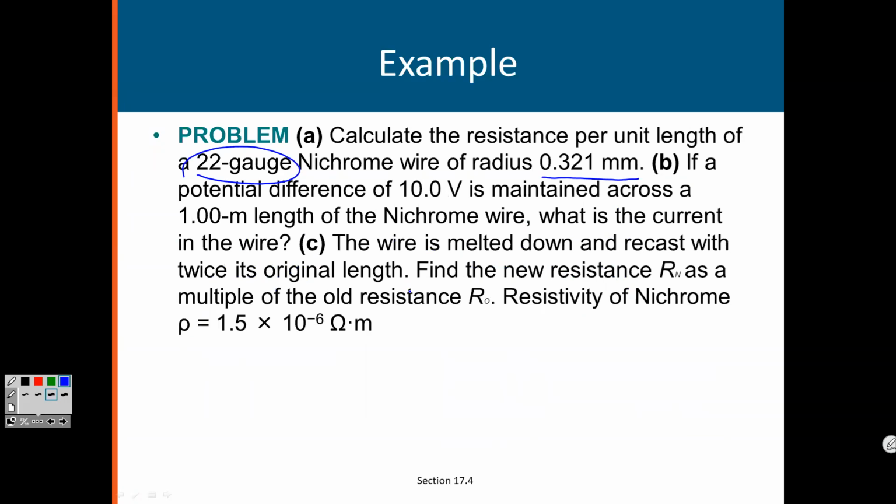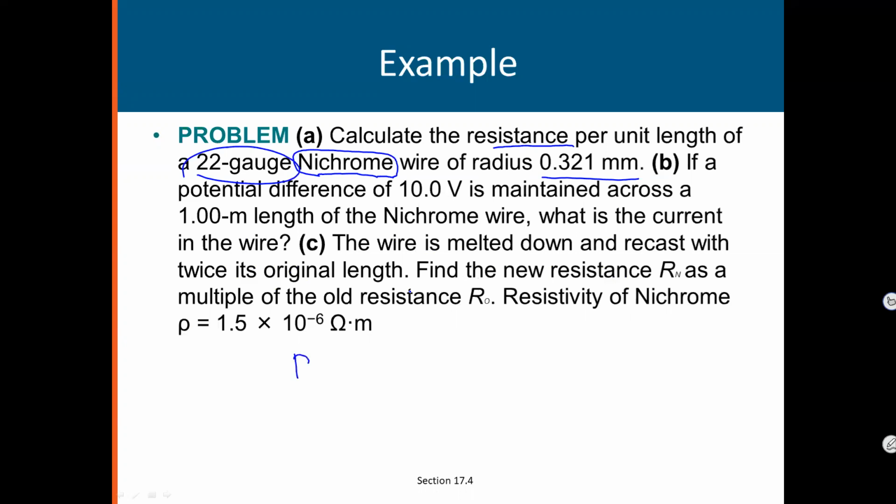We say there is a wire made of nichrome. Nichrome is a certain alloy. It's not an element, probably a mixture of two metals. Okay, the nichrome wire has a radius of 0.321 millimeter. And we are asked to find the resistance per unit length. How?